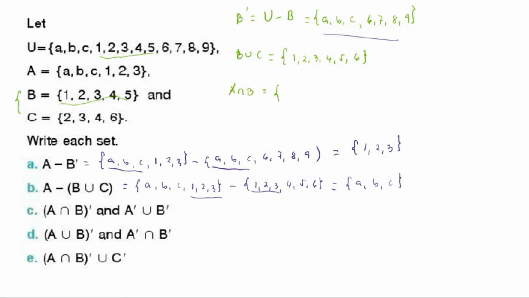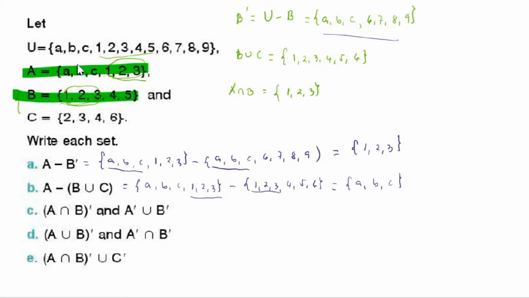Let's try to combine A and B. What is common between the two sets, this one and this one? What is common there, or the intersection between A and B? So 1, 2, 3 is common, right? All right, so therefore, A intersection B is just 1, 2, 3. This is the only common, 1, 2, and 3. So I will write now the complement.